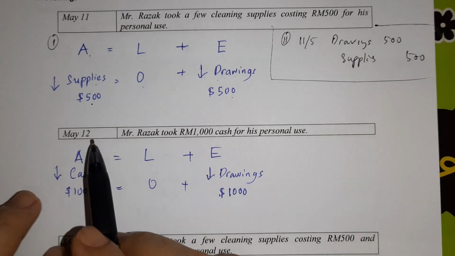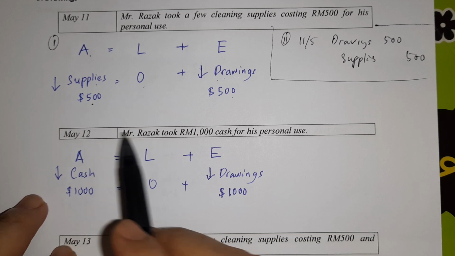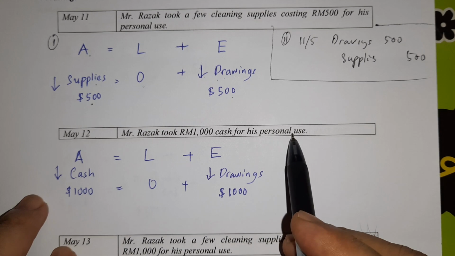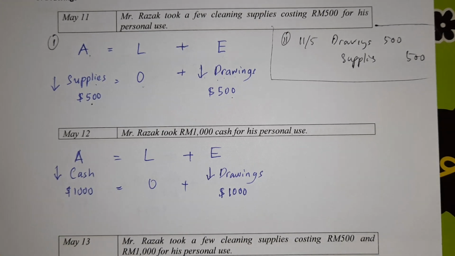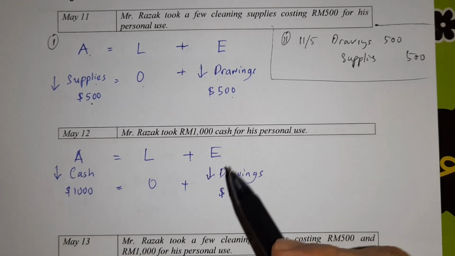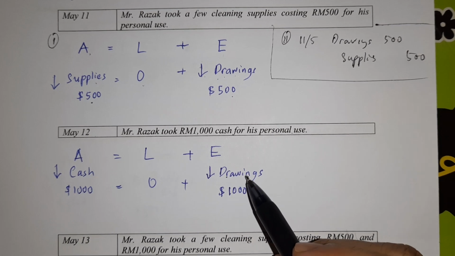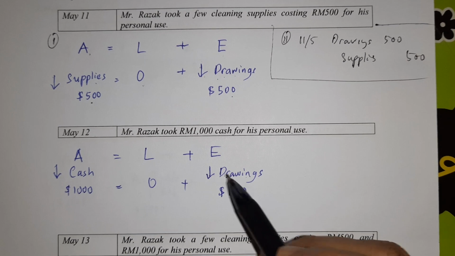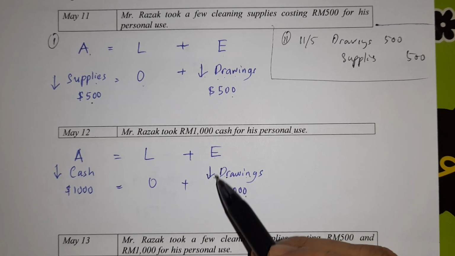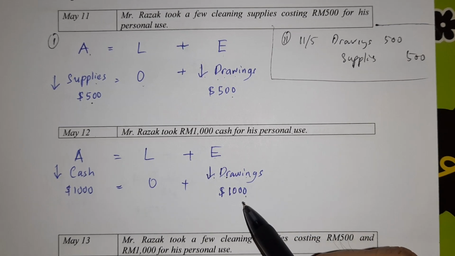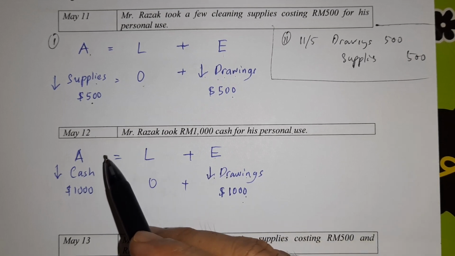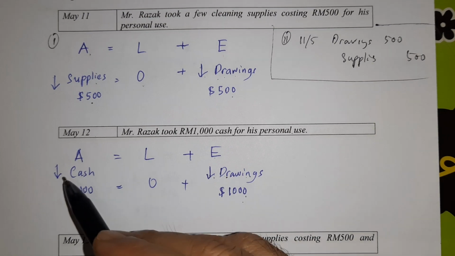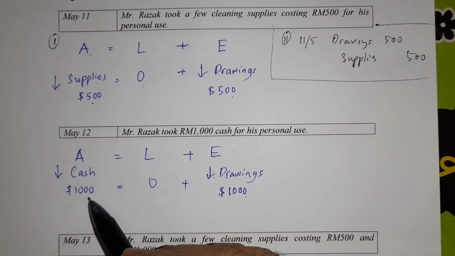And then the second transaction is May 11. Mr. Razak, the owner of the business, took 1,000 cash for his personal use. So what happened? When the owner takes something, it is a drawing. The account is drawing 1,000. When the owner does a drawing, the equity will decrease. And the owner took cash from the business. The cash of the business has decreased. So decrease in asset cash 1,000.